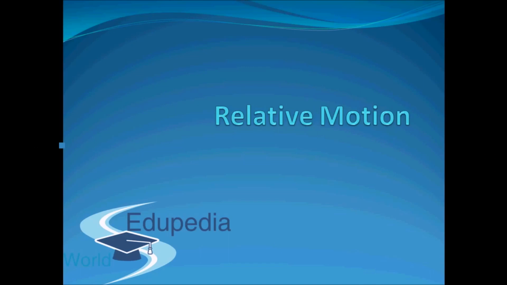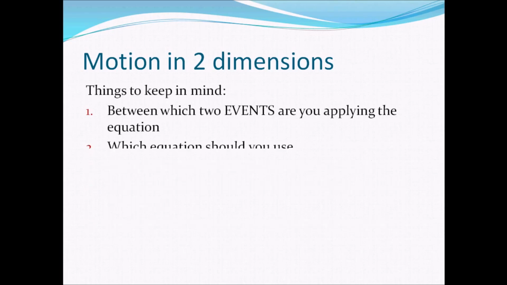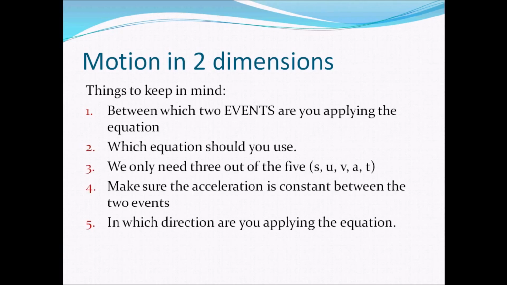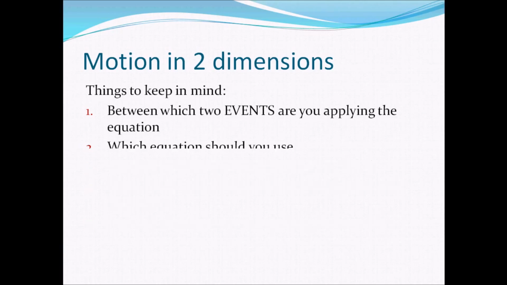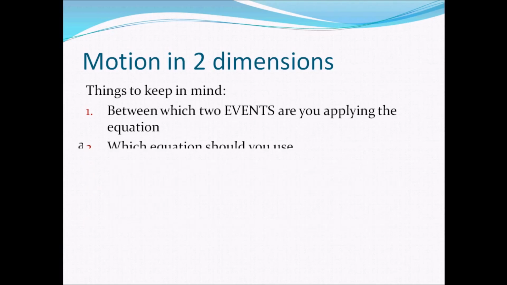In this video we'll add another form in which we can solve equations, which is relative motion. Up till now we have 5 things we need to keep in mind. We need to know between which two events we are applying the equation. We need to be aware of which equation to use, which is often decided by the fact that once we know 3 out of the 5 unknowns, we can find the other 2, and based on which 3 we know, we can know which equation to use.